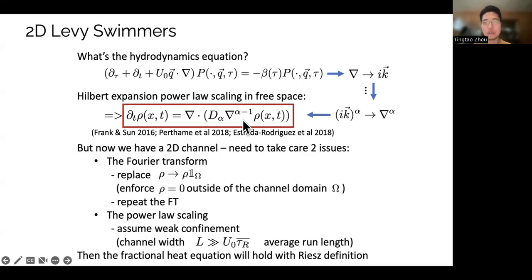And now, if we're trying to assume the power law scaling, that means we really are thinking about the weak confinement limit, where in the bulk you do have the power law scaling, right? So as long as we're careful about this, then we can safely repeat the Hilbert expansion procedure, and from this procedure we can see naturally that this fractional heat equation, the fractional operator, will hold with the Riesz definition.